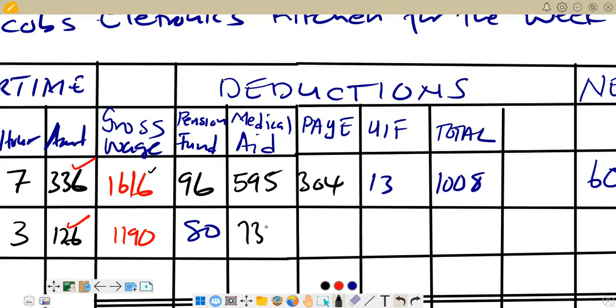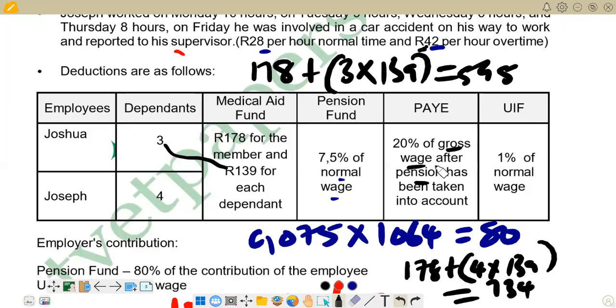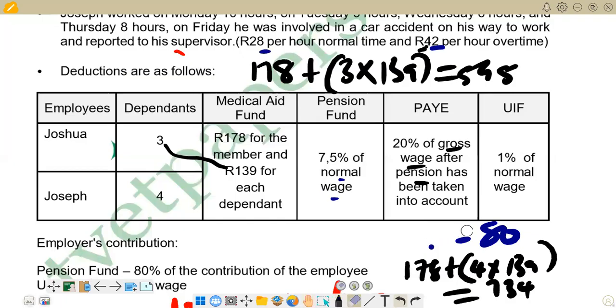Then you're going to put it on medical aid. So 734. Then for pay, remember pay is saying 20% of gross wage after pension fund. So we are saying gross wage that we have for Joseph minus the pension fund, then multiplied by 0.2. So we can just maybe check the figures that we have there. Before we check the figures, we can just create space here.